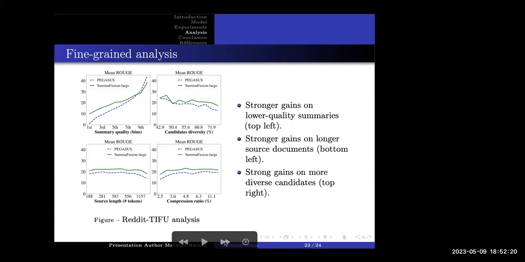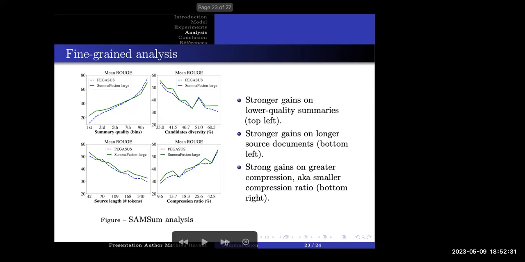and this pattern holds on Reddit as well. We see sharp performance improvements on the lower quality bins, top left, and it holds on Samsung as well. And on Samsung, we see some greater relative performance improvements with a greater compression ratio. I mean, with smaller compression ratio, so a greater compression density.